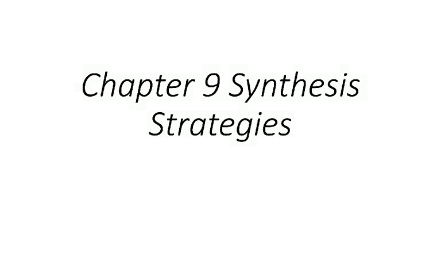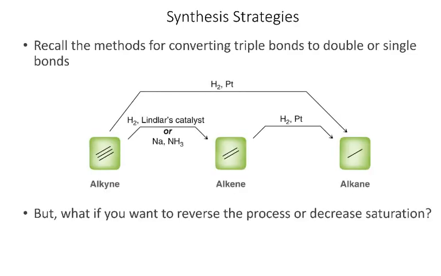In this video, we're going to talk about some synthesis strategies from Chapter 9, and in particular, we're going to focus on converting between alkenes, alkynes, and alkanes. In this chapter already, we've looked at ways of converting alkynes and making them more substituted. So if we just react them with hydrogen in the presence of a metal catalyst, we can go all the way from the alkyne to the alkane.